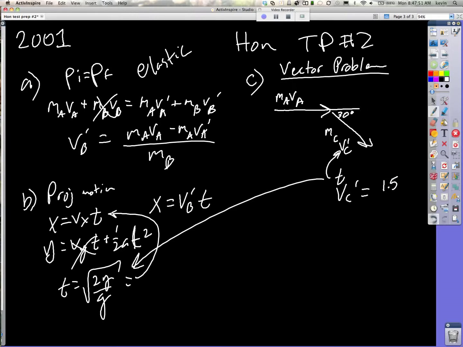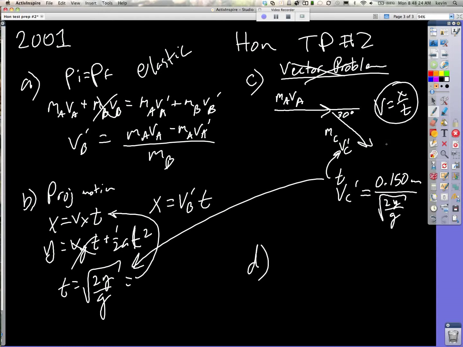Now, part D, calculate the y component of incident ball A's momentum after the collision. So you know that, because momentum, Pi equals Pf in the x, and Pi equals Pf in the y. Both are true. So whatever this component is, this component must be. So this is like VC y prime. VA y prime has to equal the same thing. So basically it's a vector problem.